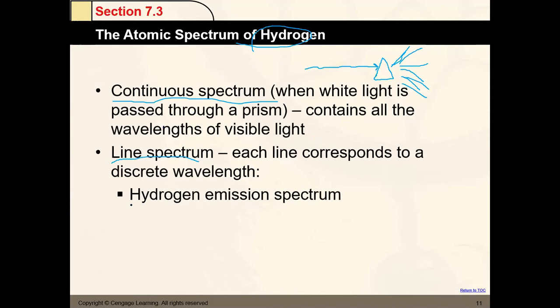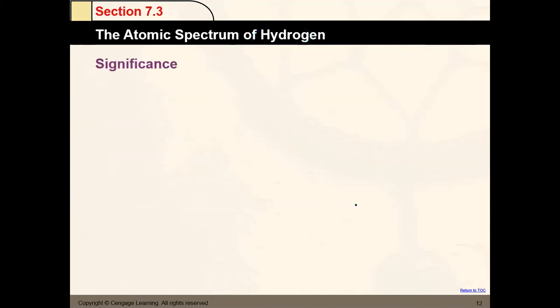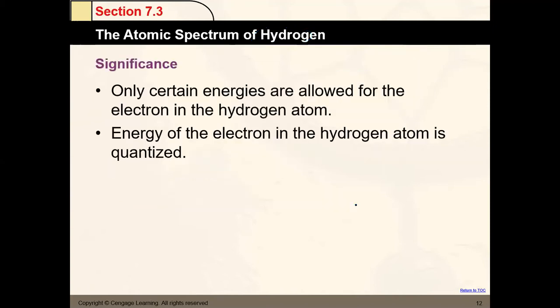So he focused on the hydrogen emission spectrum. We saw the hydrogen lamp in the video. The significance is that only certain energies are allowed for the electron in the hydrogen atom, right? So after that, he discovered that every line is a particular energy that an electron can have, okay?